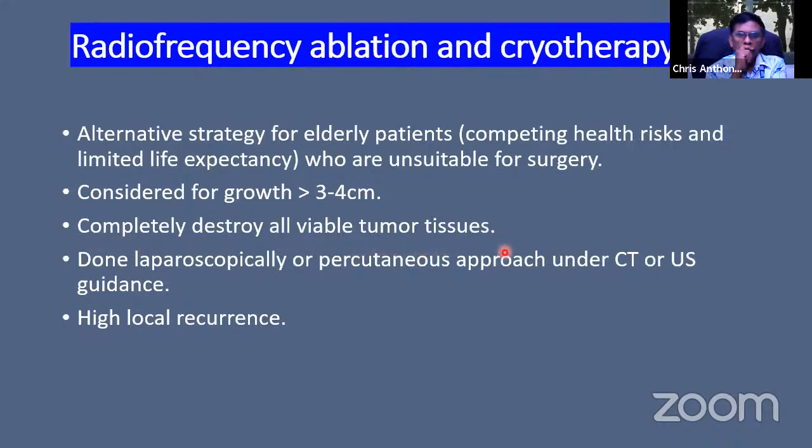The aim is to completely destroy all the viable tumor tissue by this system of treatment. It's done either laparoscopically or percutaneously under CT or ultrasound guidance. The problem with this localized procedure is the high local recurrence after ablation of these tumors.